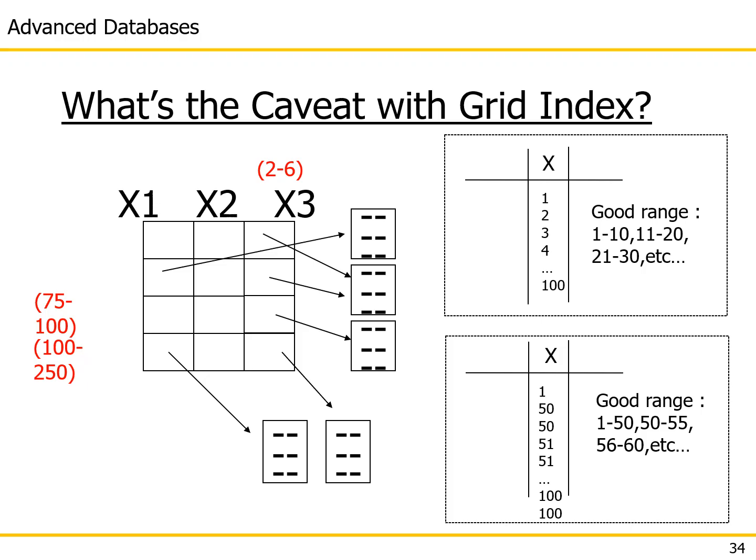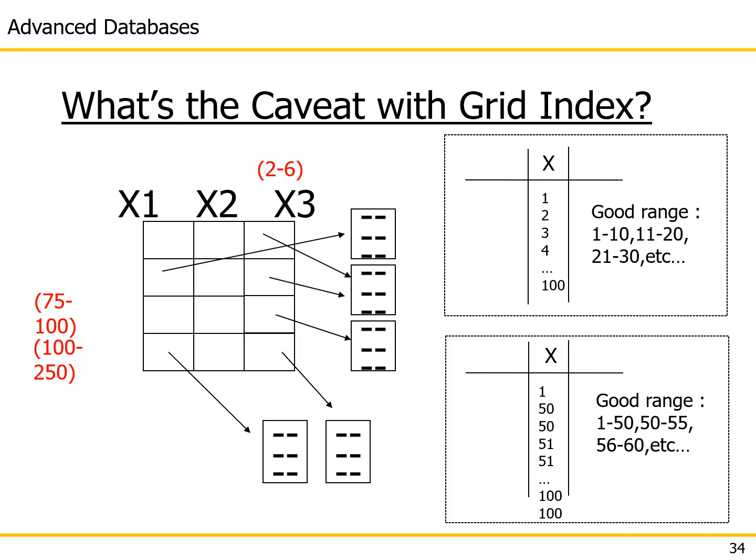So your pick is not good. What you should have picked is 1 to 50 as a range, and then 50 to 60, and then 60 to 70, and 70 to 80, and so on. Or even perhaps 50 to 55, 55 to 60, 60 to 65, and so on.